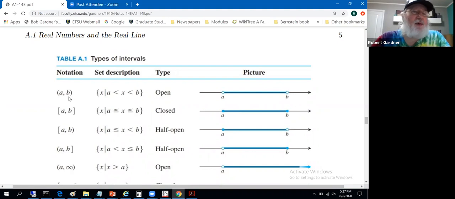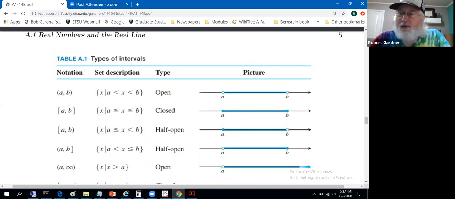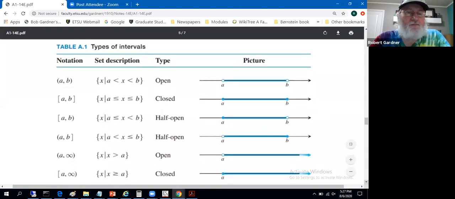Parentheses A, comma B, parentheses means all real numbers X that are strictly greater than A and strictly less than B. So this doesn't include A and B. A and B are endpoints of this interval, but they're not in the interval. That's what the parentheses mean. Along the real number line, we draw something like this. We put a little open circle at A, a little open circle at B, and then shade in everything in between. This is called an open interval. For some reasons, it'll be explained in more detail later.